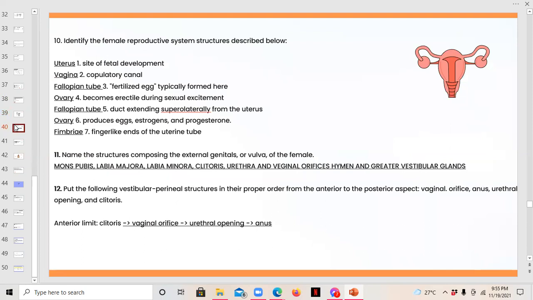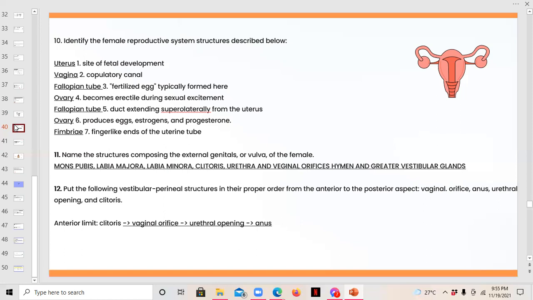Number 10. Identify the female reproductive system structures described below. Number 1. Site of fetal development. It is the uterus. Number 2. Copulatory canal is vagina. Number 3. Fertilized egg typically formed here. The answer is fallopian tube.